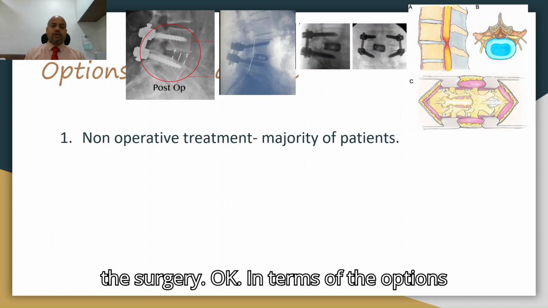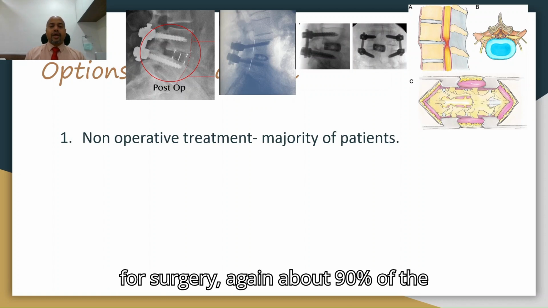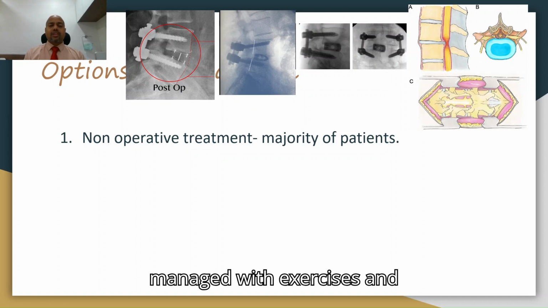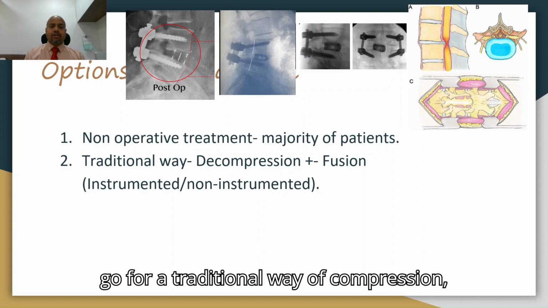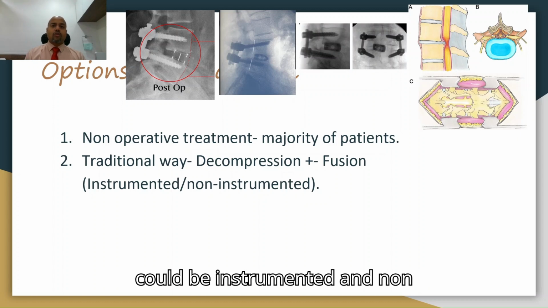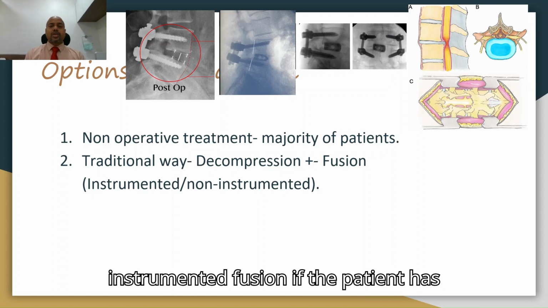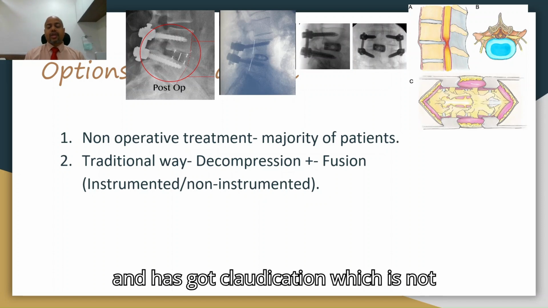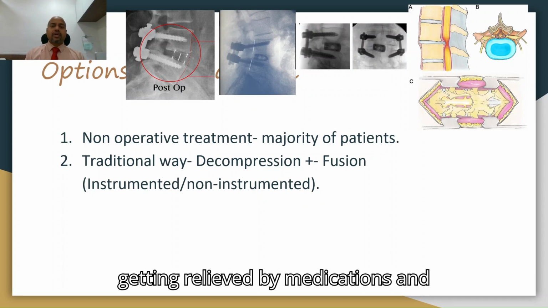Okay, in terms of the options for treatment, about 90% of the patients with spondylolisthesis can be managed with exercises, and core strengthening exercises are important. And you can also go for the traditional way of decompression, plus or minus fusion, which could be instrumented or non-instrumented fusion, if the patient has significant problems and has claudication which is not getting relieved by medications and exercises.